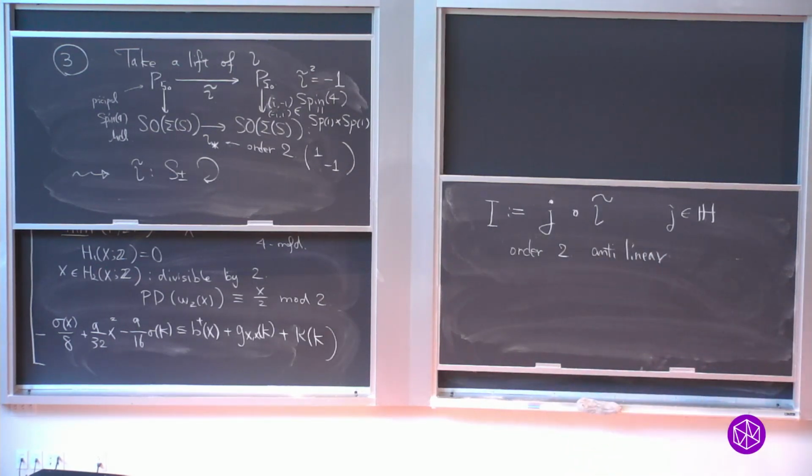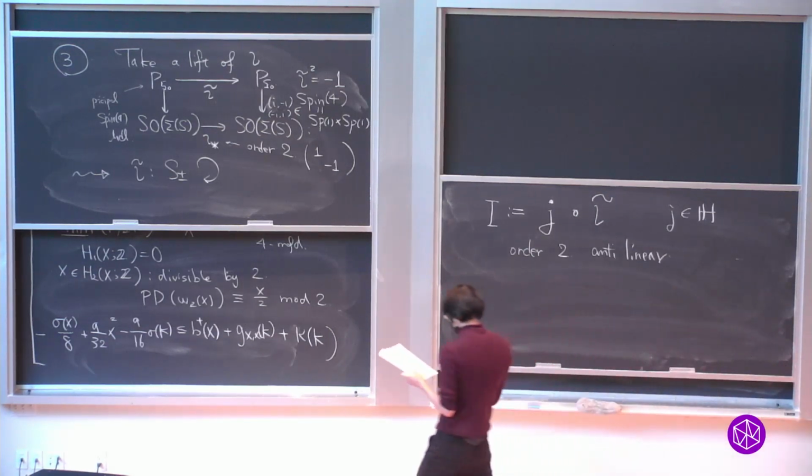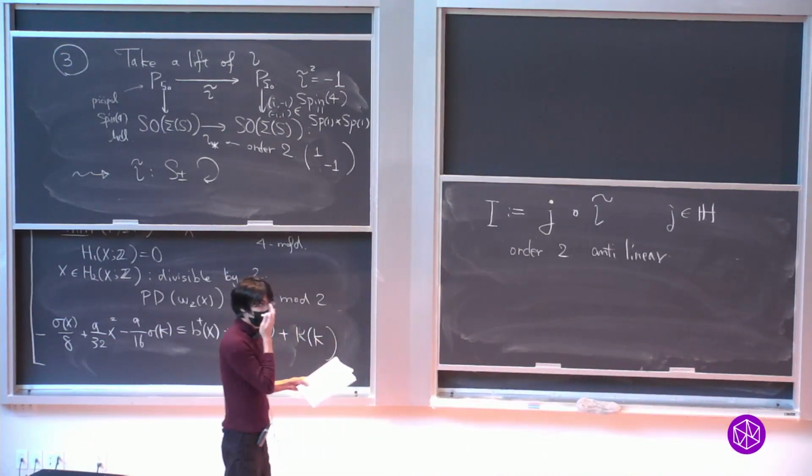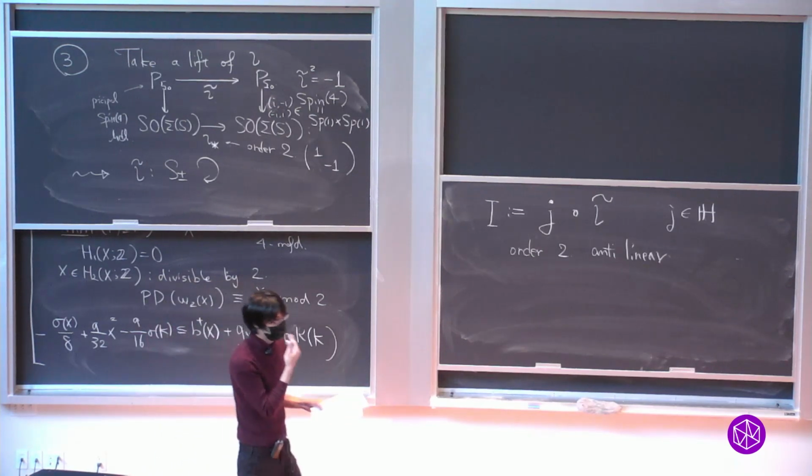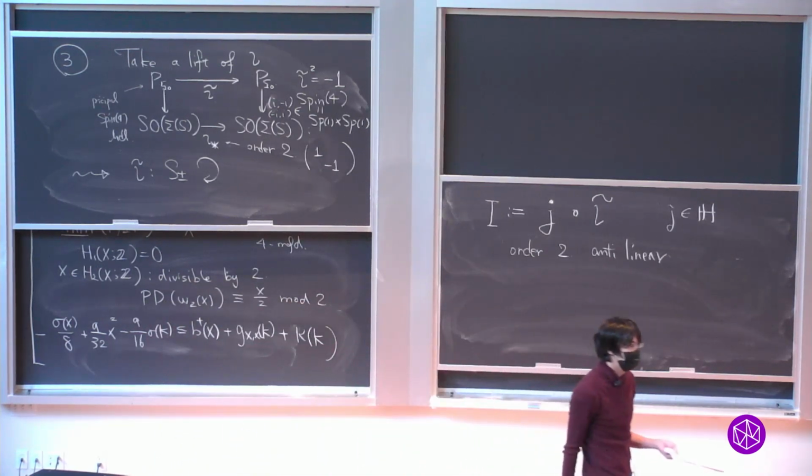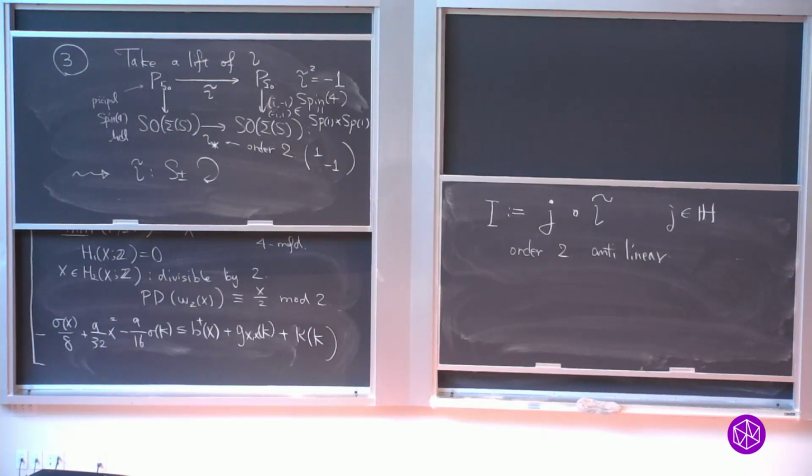So this can be regarded as a real structure on the spinor bundle. So can you say why is this? Why wouldn't you just look at iota tilde, the order 4 thing? Is it just too complicated?